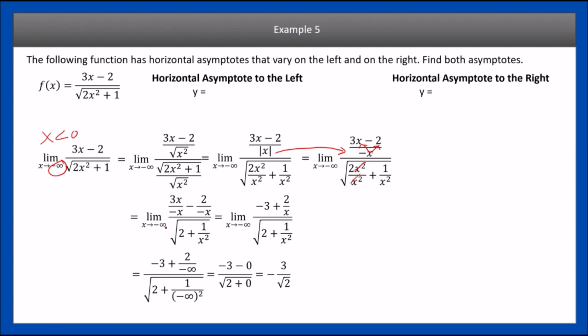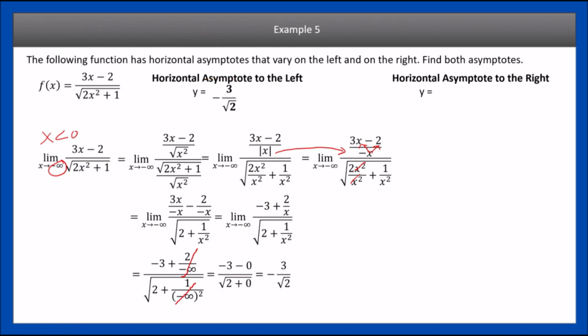If we plug in negative infinity into here, well, that becomes positive infinity because it's squared. But then 1 over infinity is 0. This goes away, and then this goes away as well. So leaving us with negative 3 over square root of 2. So there is our limit. So now we know the horizontal asymptote to the left is negative 3 over square root of 2.